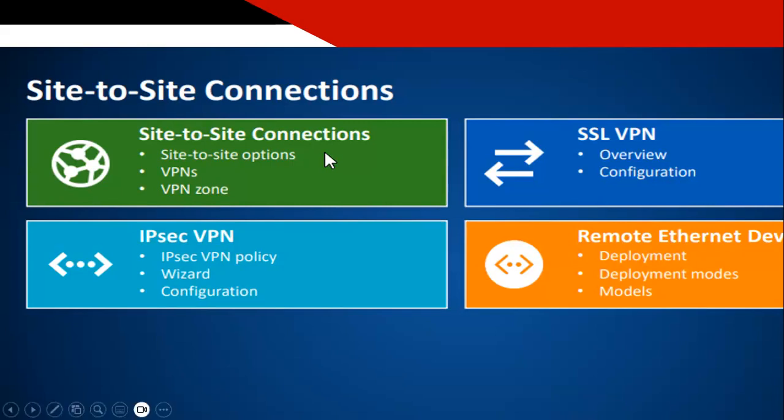Last would be remote Ethernet device, that is RED. So REDs are particular small devices which are used to connect your branch office to your head office. Right, so we'll see the deployment modes. What are the models available here?